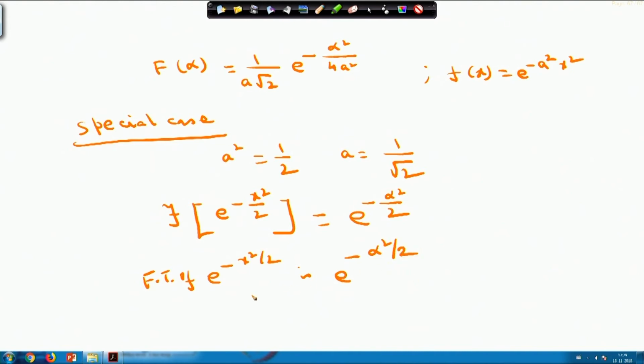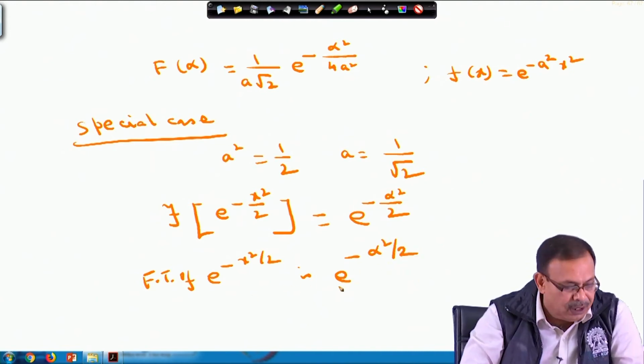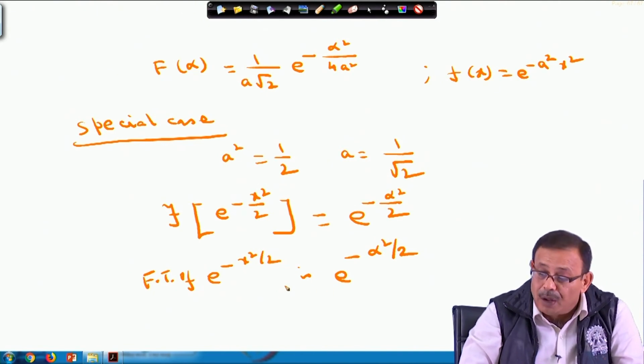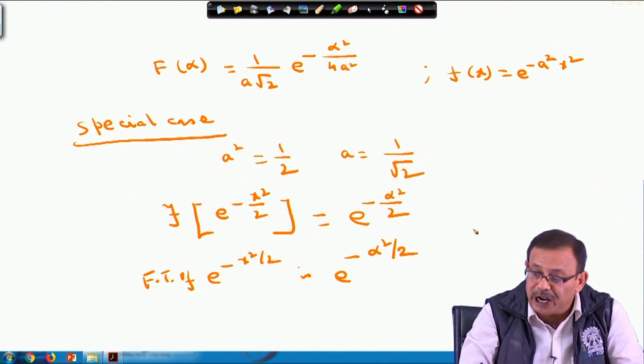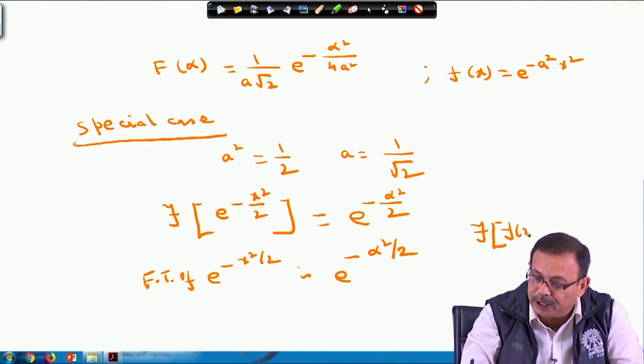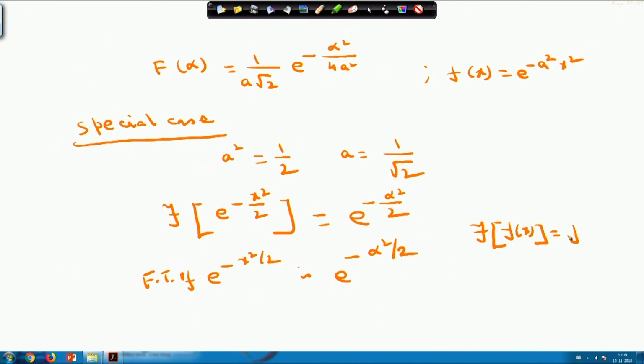So, that means, what is this? It is nothing but the function itself. So, basically, if the Fourier transform of a function f(x) equals F(alpha), that is the function itself, then we say that f(x) is known as self reciprocal. Please note this one, it is known as self reciprocal with respect to the given transformation.